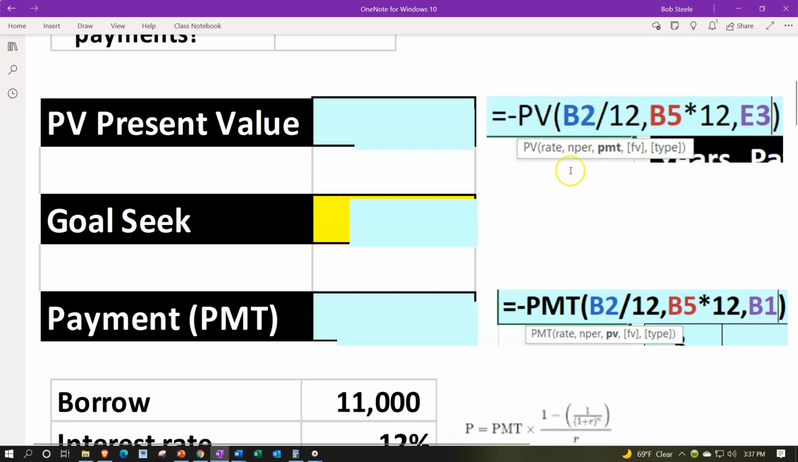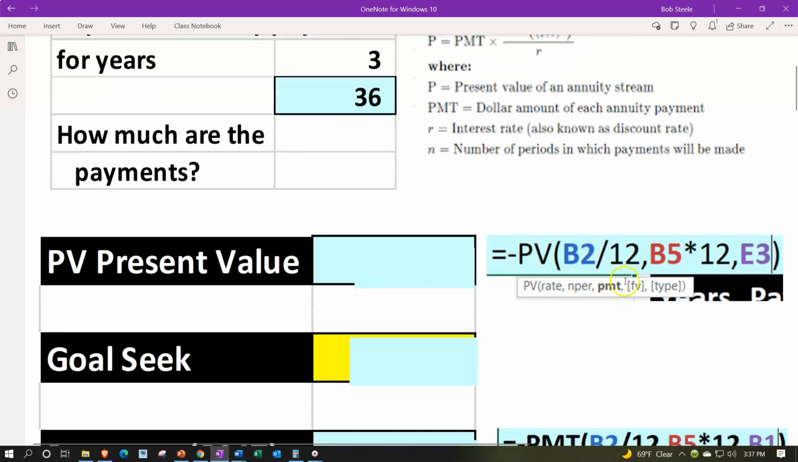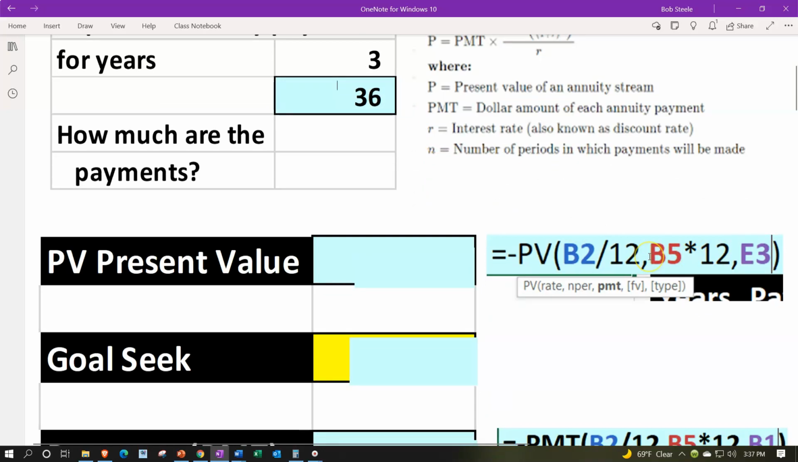So let's do that first. Negative present value, the rate would then be the rate of the 12%. Now that would be the yearly rate, so we need to divide that by 12. So I do that nicely into the formula here. Note that Excel doesn't care whether it gets to a nice even 1% as it does here, which does matter in the tables. You can use whatever it is.